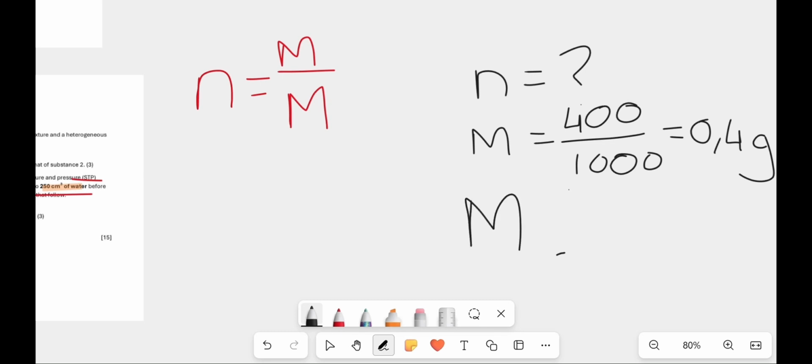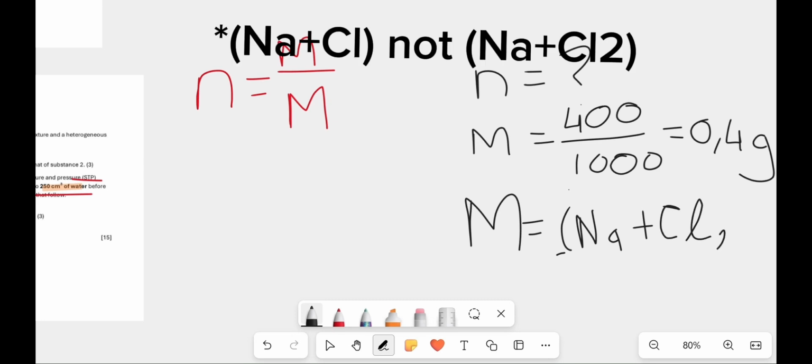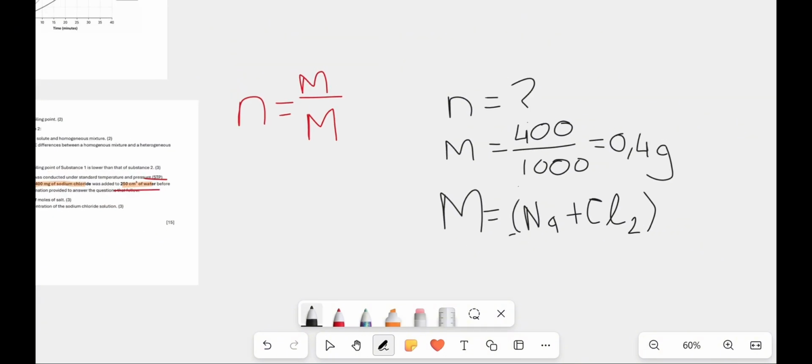Okay, then the molar mass, you know already how to calculate molar mass. So if you look on the periodic table and you add them together, it would be sodium, Na, plus Cl. Remember? Okay, NaCl, and that would give you a total of 58.5 gram per mole.